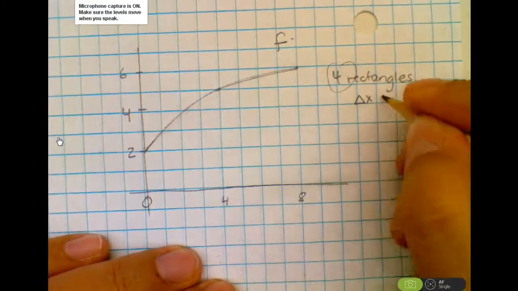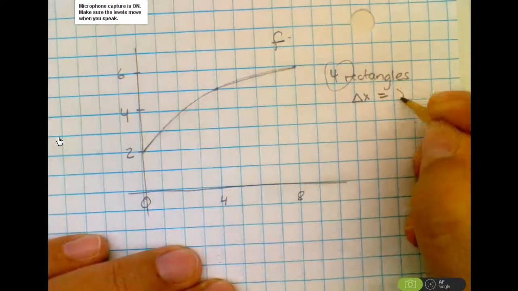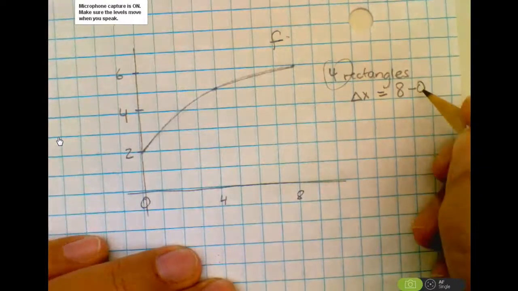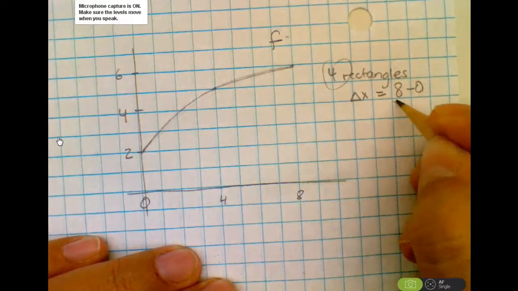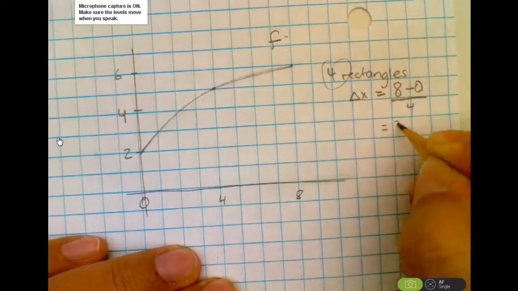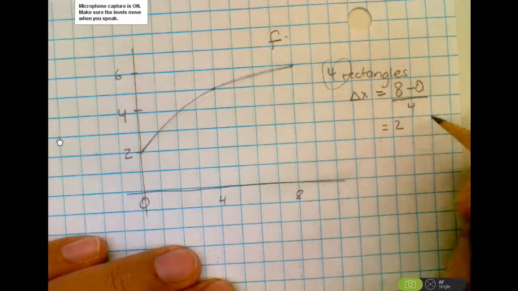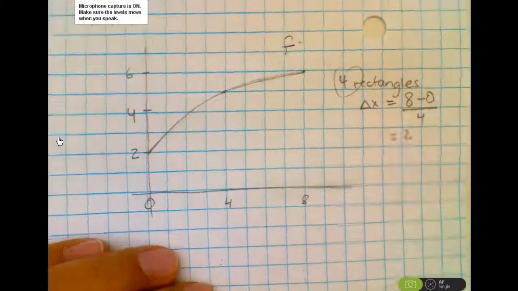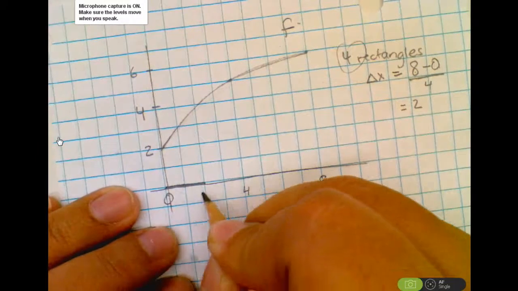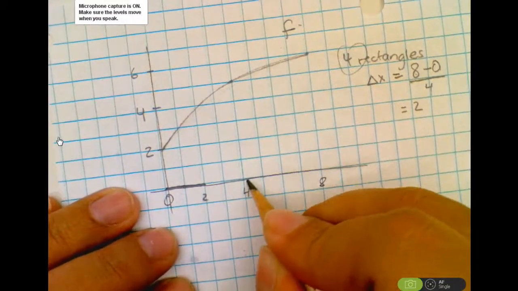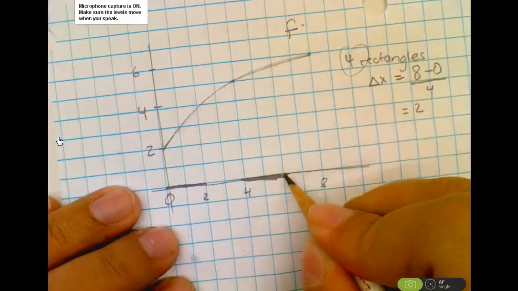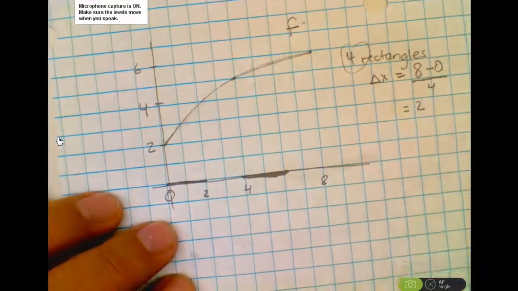Since I want 4 rectangles, then the change in x, or the delta x, or the base of every rectangle, is going to be given by the difference of the largest x I'm using minus the lower x I'm using, b minus a, over the number of rectangles that I want, which is 4. So that means delta x is 2. That means every rectangle is going to have a base of 2. So I know the first rectangle that I'm going to use has a base 2, then this is the other one, this is the next one, and then this is the last one. Okay, from 4 to 6, and then from 6 to 8.